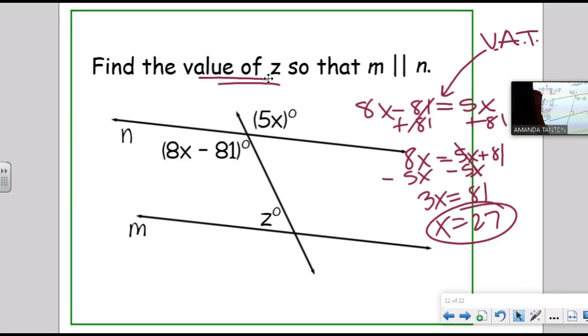So now to find z, we're going to plug 27 in. You can plug it into either angle. You're going to get the same thing either way because they are the same angle. So if you plug it in here, you'll get 135 degrees.